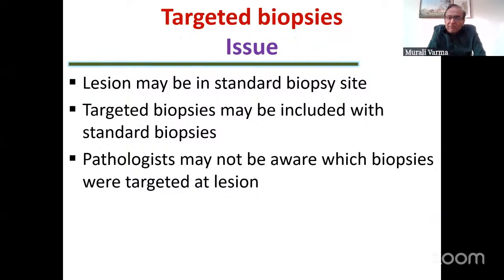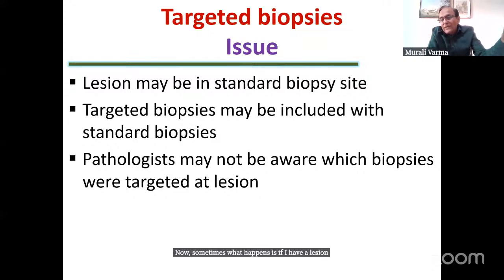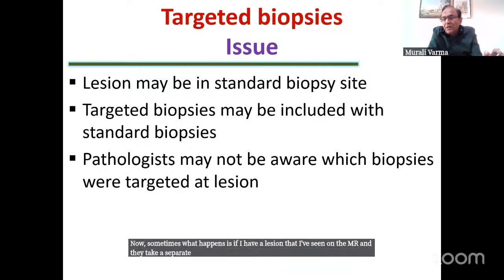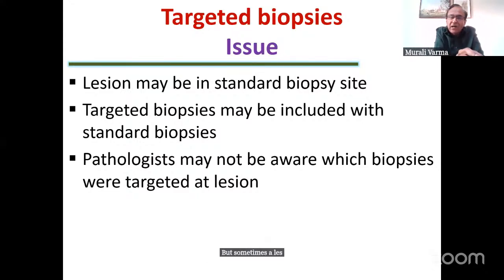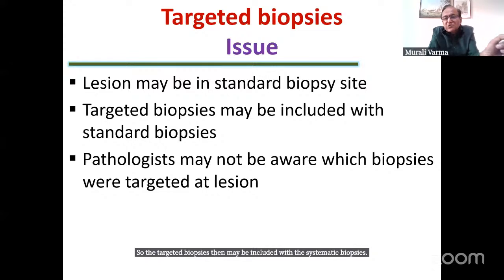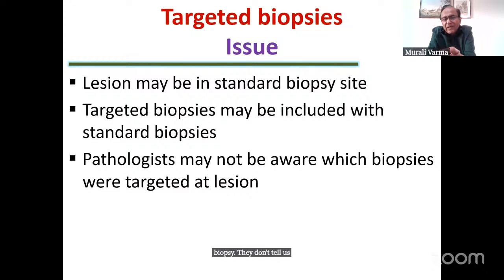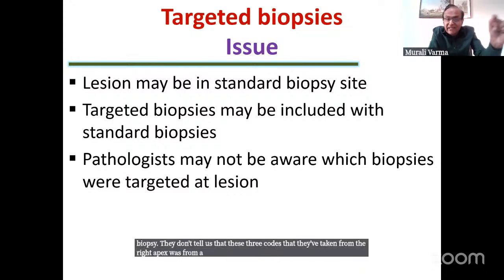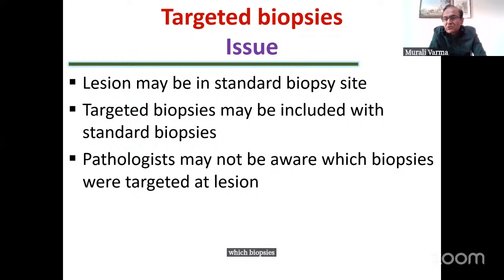But we have another problem. Sometimes, if I have a lesion they have seen on the MR and they take a separate targeted biopsy, but sometimes a lesion that they have seen on the MR is on the same site which would normally be sampled in the systematic biopsies. So the targeted biopsies may be included with the systematic biopsies. So they're submitted as right apex biopsy. They don't tell us that these 3 cores that they've taken from the right apex were from a lesion which they had seen and targeted. So the pathologist may not be aware which biopsies were targeted at the lesion. So this information is often not provided to the pathologist.